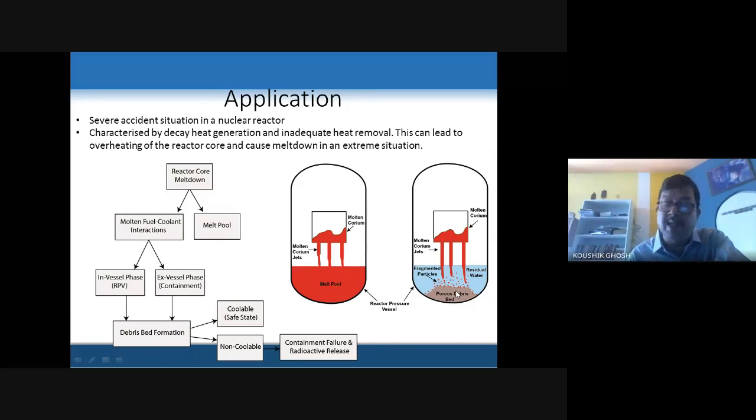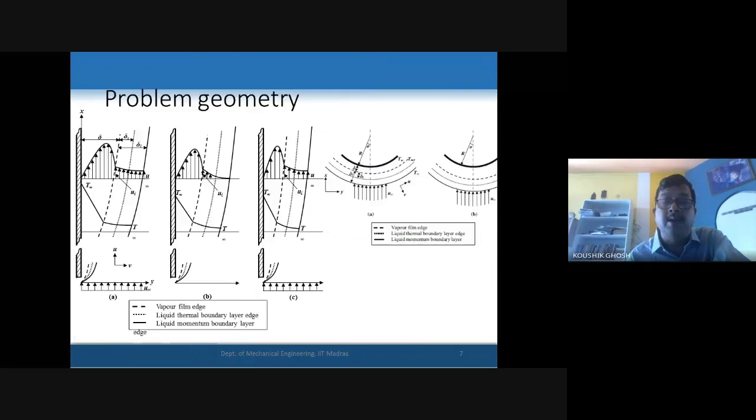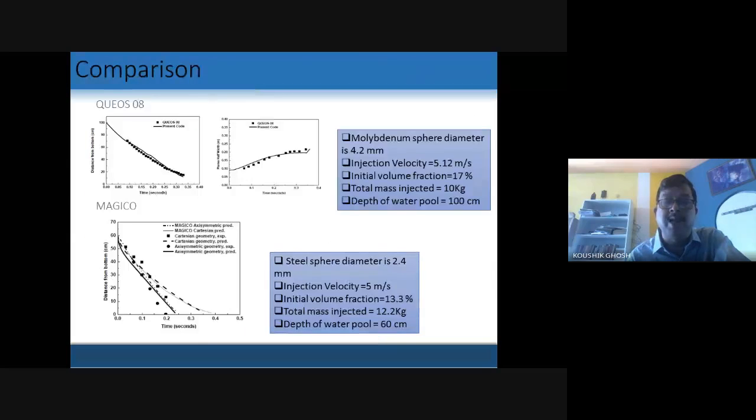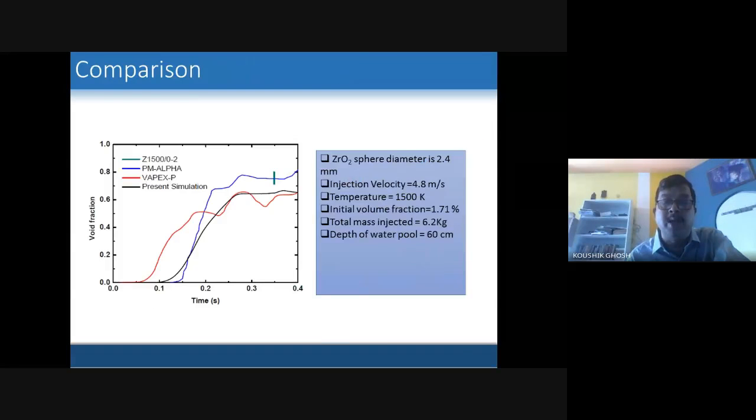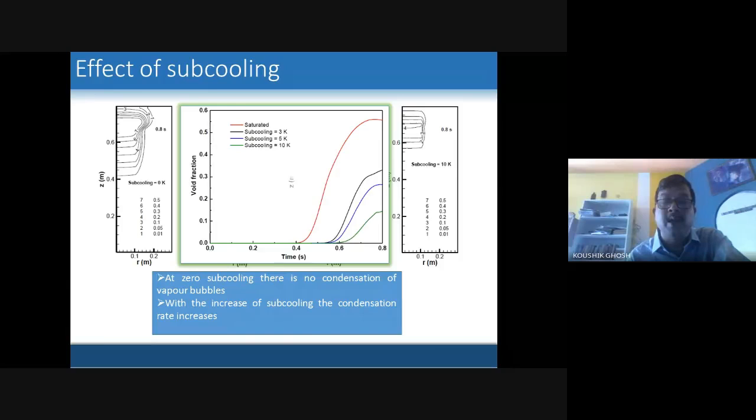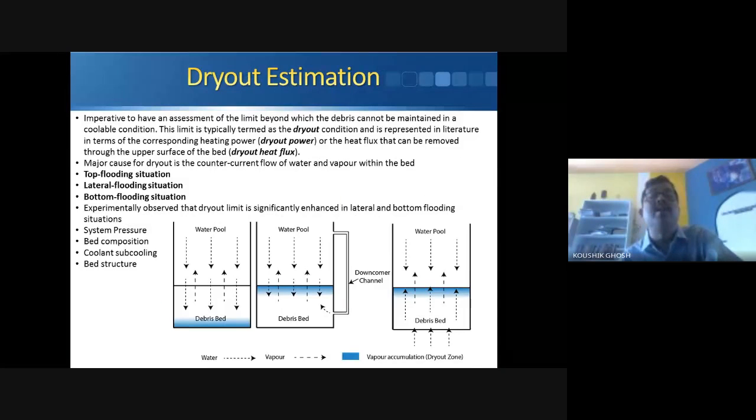So debris cooling is another issue, and Dr. Aranav Chakraborty has carried out this work. You can see how we have solved this problem and what the challenges are. So here one issue is dry out estimation.